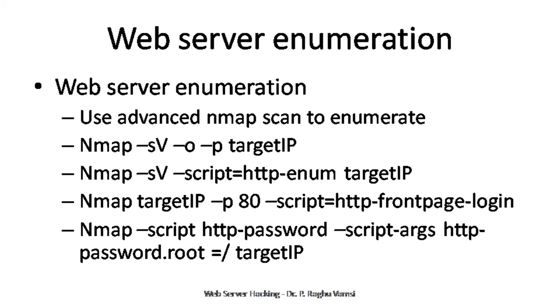Next one is nmap --script http-passwd --script-args http-passwd.root=/ target IP address. This is the standard notation to be used to reveal any weak passwords that are available on the target IP. These are the ways you can perform the enumeration and get the information. And there are so many other scripts available. You can use those scripts.